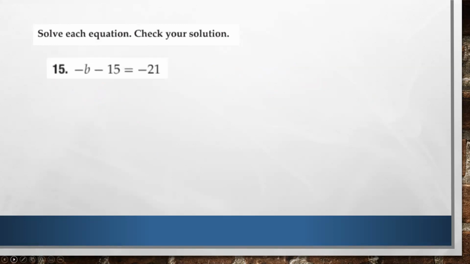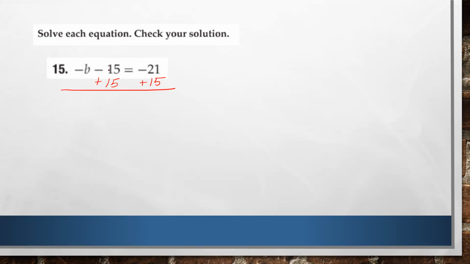Okay. All right, so let's look at number 15. Here we have negative b minus 15 equals negative 21. So again, we're doing the inverse. It says to subtract 15, so we're going to do the inverse and add 15. And the whole point of solving an equation is to get the variable all by itself. So everything around the variable we want to get rid of, okay? Starting with what's farthest away.